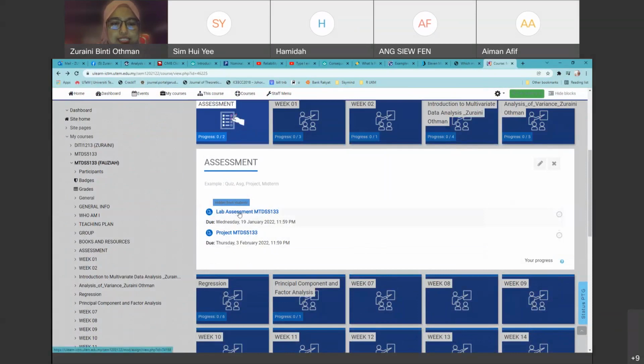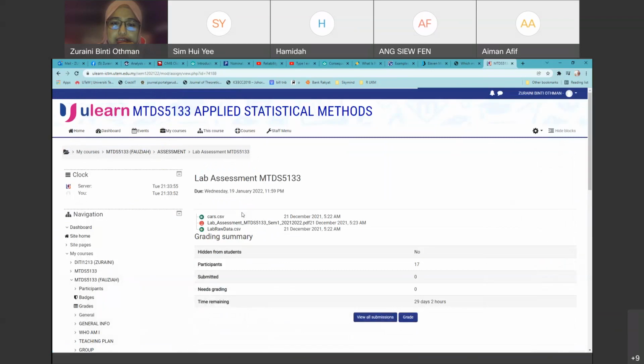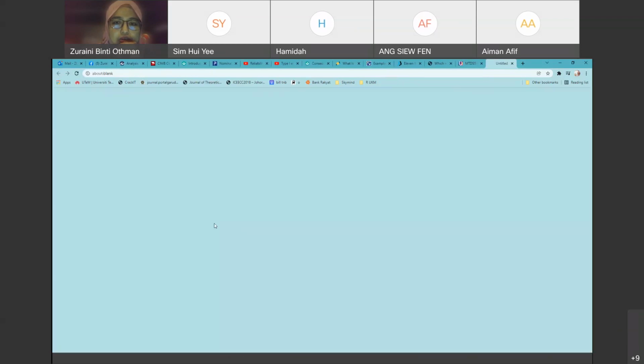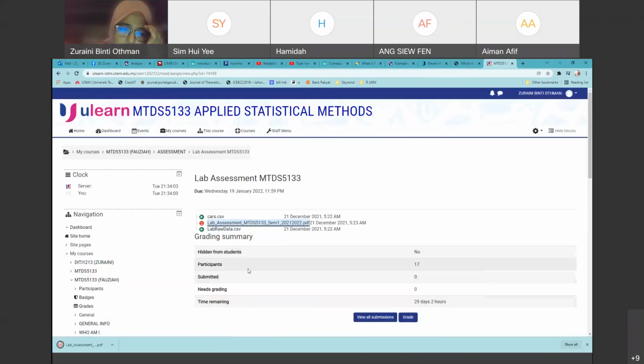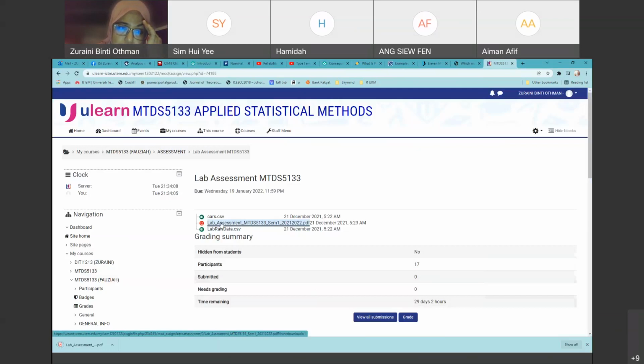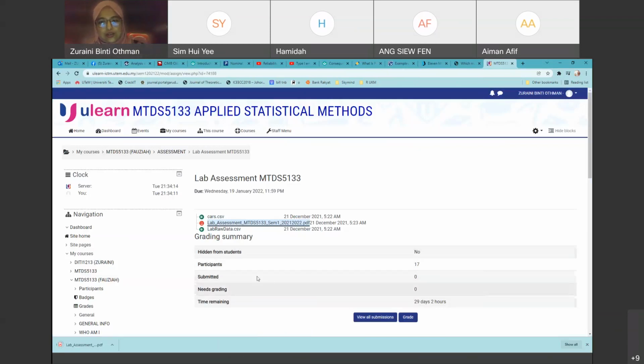Okay, so this is the lab assessment. You do it individually. This is the lab, and this is the raw data and car. You have to do it individually. You can see the questions from the lab assessment. You may answer the questions that you have already learned.